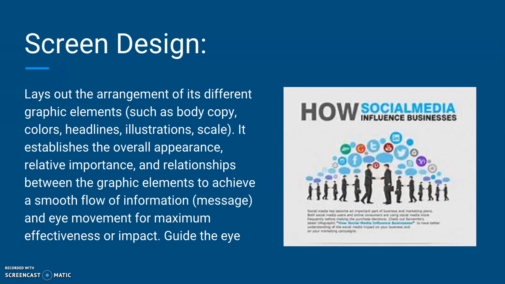Screen design lays out the arrangement of its different graphic elements such as body copy, colors, headlines, illustrations, and scale. It establishes the overall appearance, relative importance, and relationships between the graphic elements to achieve a smooth flow of information and eye movement for maximum effectiveness or impact.